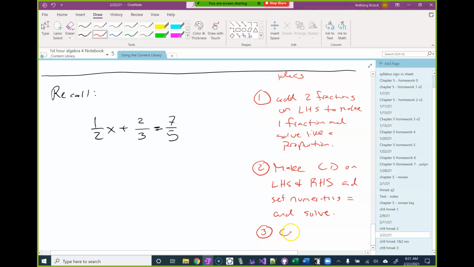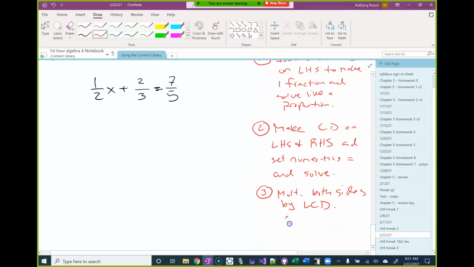Third option is to multiply both sides of the equation by the least common denominator. This technique is also sometimes called clearing fractions. This is the one that I think is the easiest one to use and the most versatile. This is the one that I'm going to show you guys and emphasize.